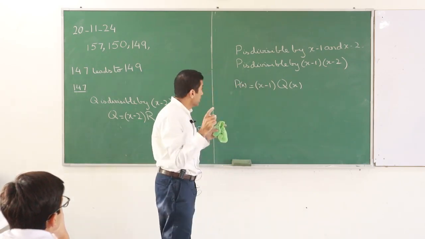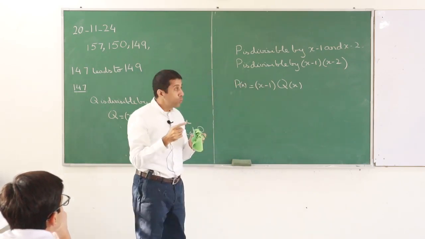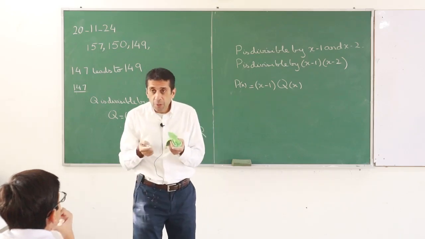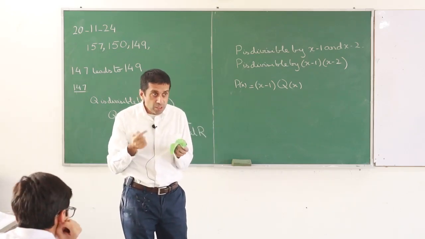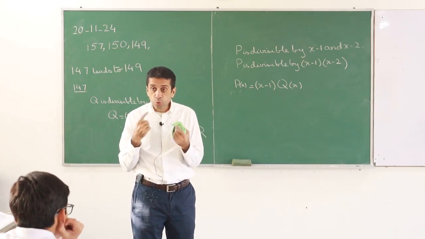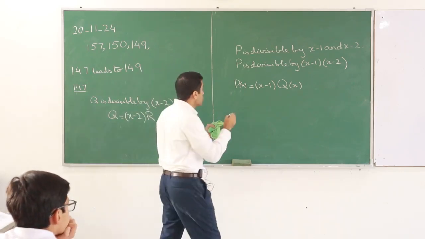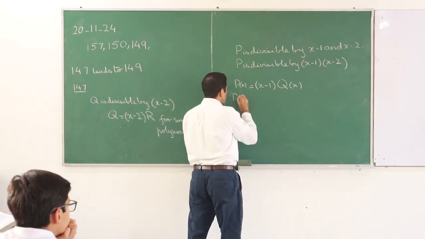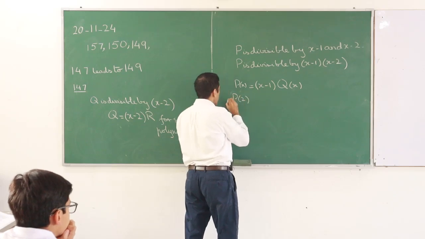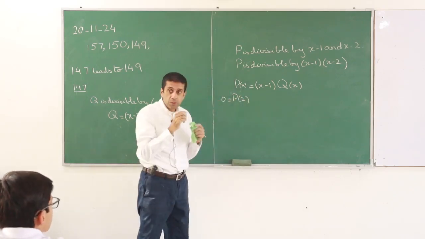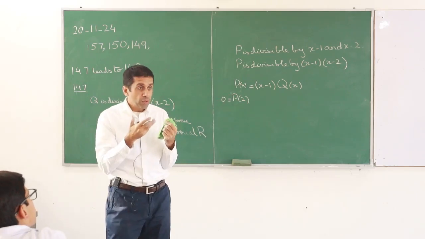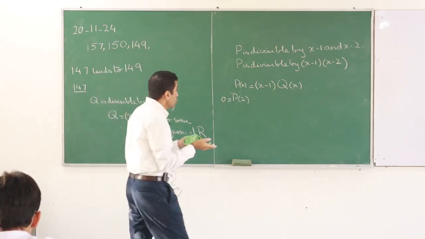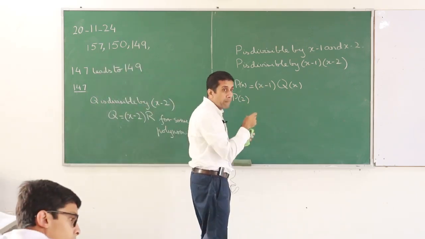Is this clear to you? Okay. Now we know that p is also divisible by x minus 2. So what does it mean? It means that 2 is a root of the polynomial p. So I can put p of 2. So p of 2 I know has to be equal to 0. Why? Because 2 is a root of p. Agree? Root of p, right?